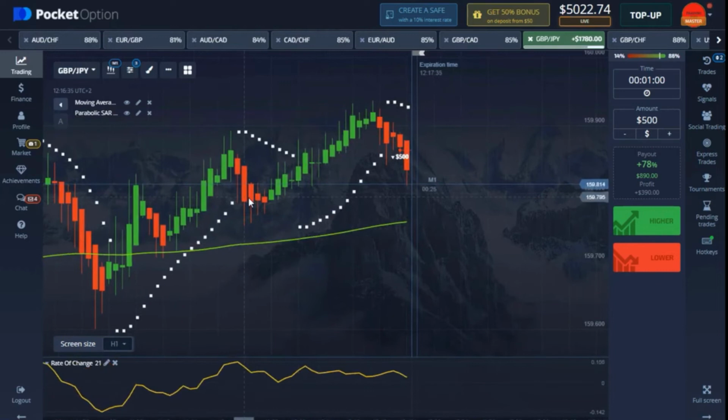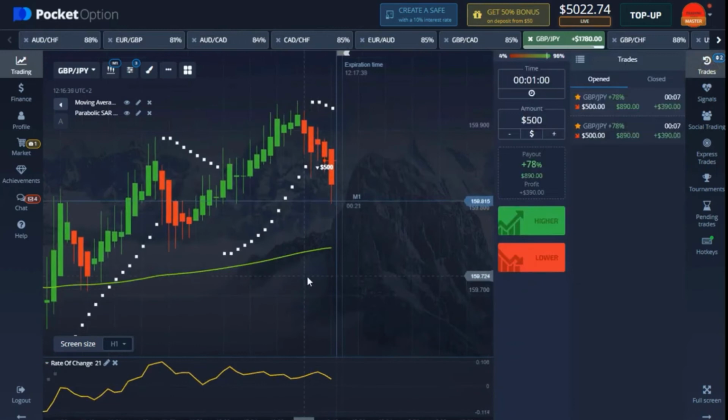So guys, a good one there. I think we have less than 9 seconds to close this trade, so let's wait and see.